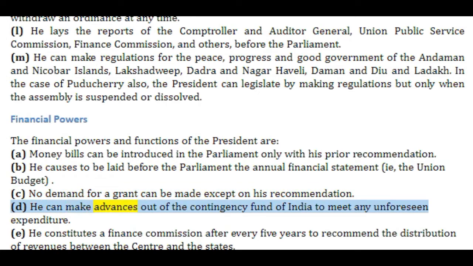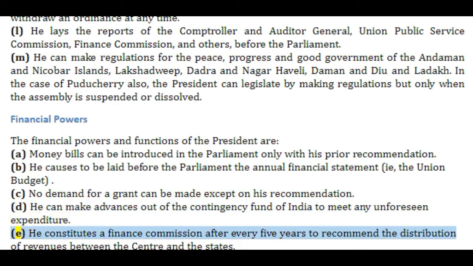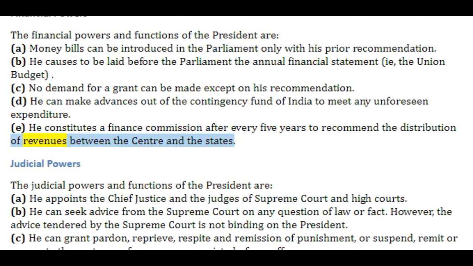D. He can make advances out of the Contingency Fund of India to meet any unforeseen expenditure. E. He constitutes a Finance Commission after every 5 years to recommend the distribution of revenues between the centre and the states.